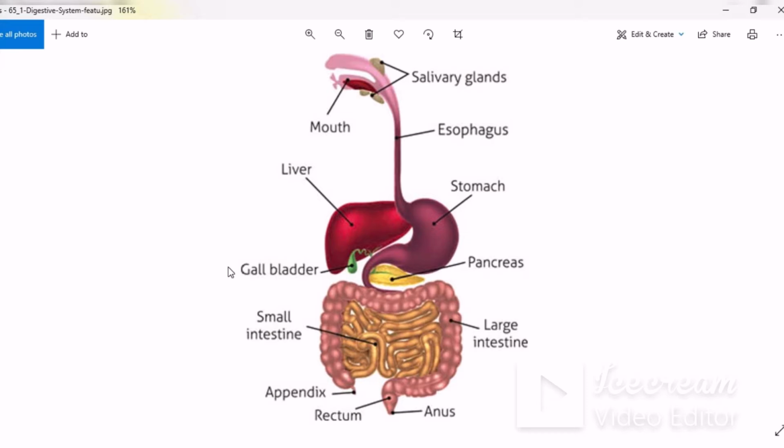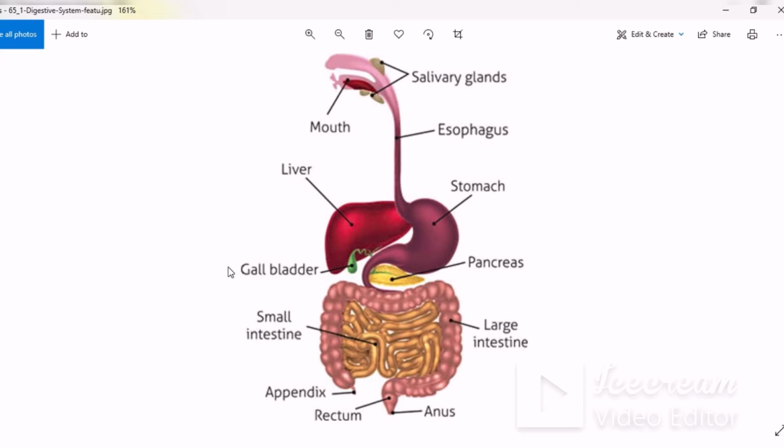After that, the other food, not eaten and not digested in the small intestine, moves to the large intestine. In the large intestine it will absorb the water and minerals, and after that it gets out of your body from the rectum and anus. Okay, this is the simple explanation about the digestive system.